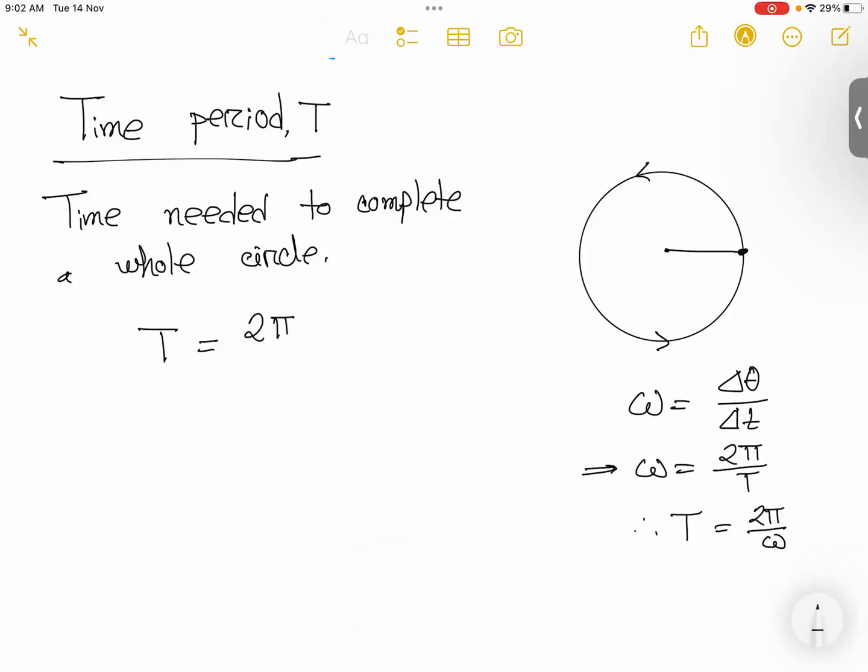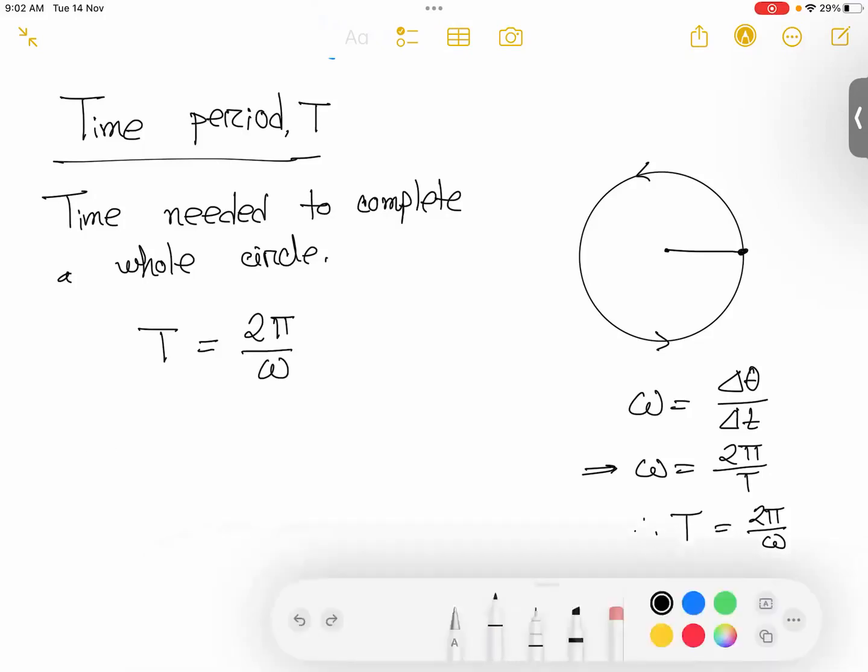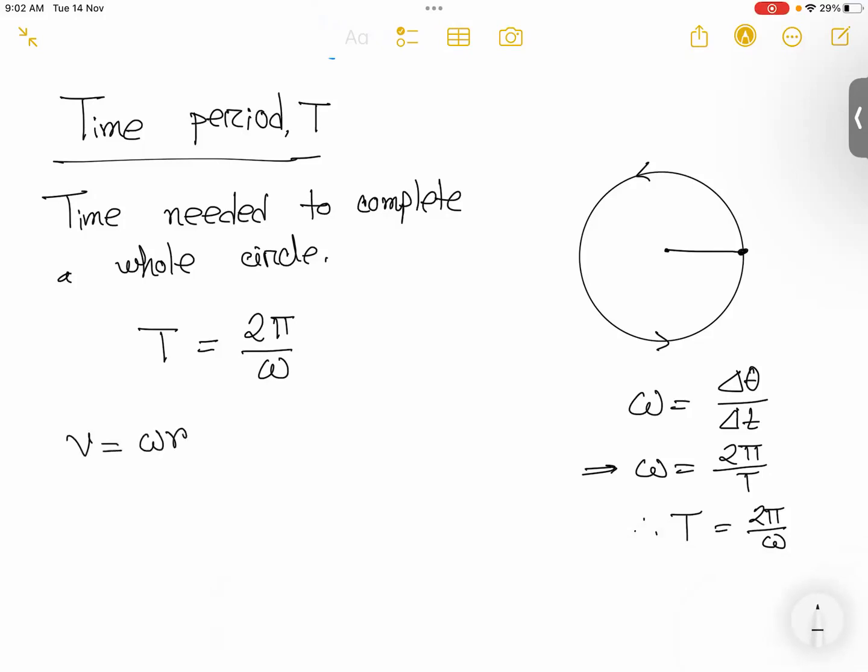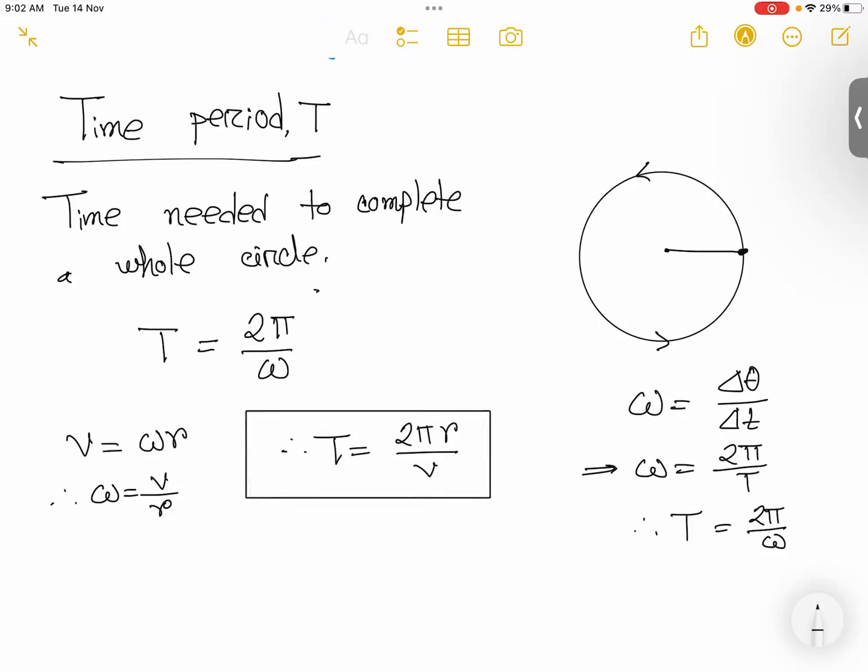So you can find T if you know the angular velocity. And since you know another relation that v equals omega r, so omega is equal to v by r. So you can also write from here that T equals twice pi r divided by v. Okay, so you can find the time period from these two equations, either from omega or from v and r.